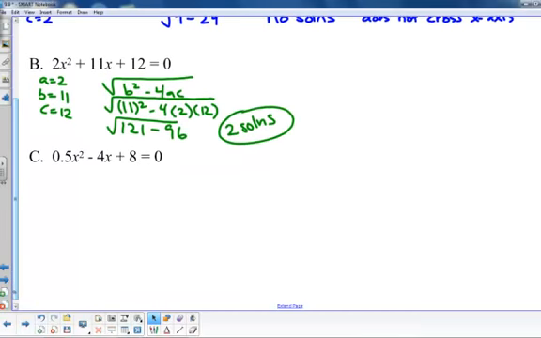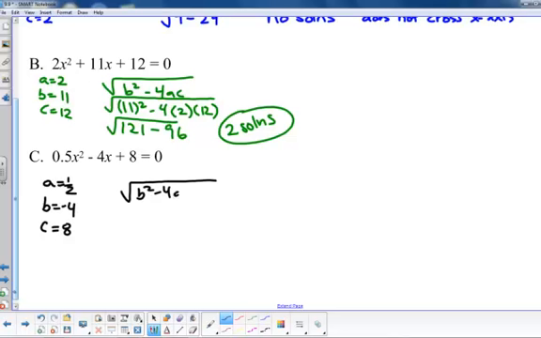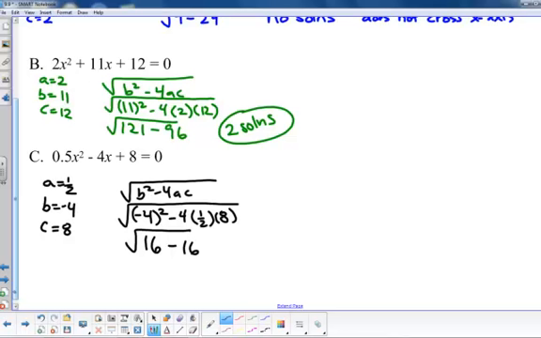And letter C. A is 1/2, B is negative 4, and C is 8. B squared minus 4ac. So we have negative 4 squared minus 4 times 1/2 times 8. So we have 16 minus 16, which is 0. So we have one solution, because the square root of 0 means that you're not going to add or subtract anything.